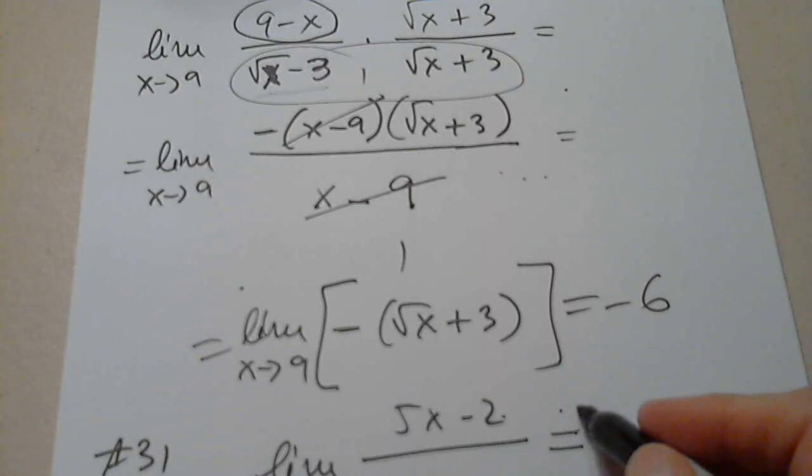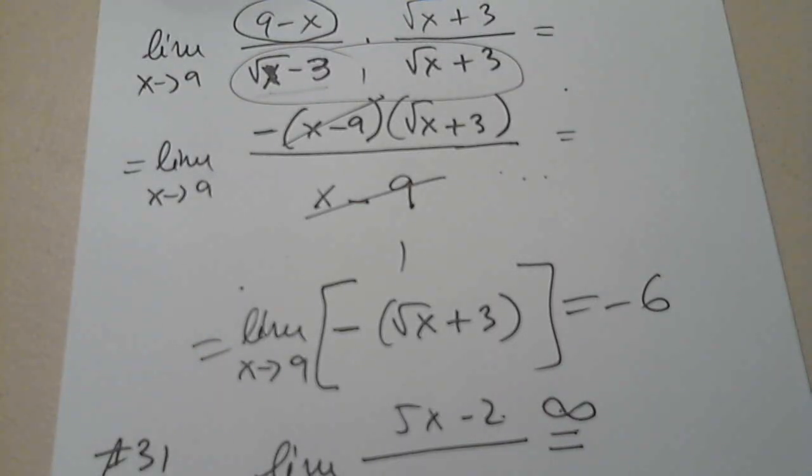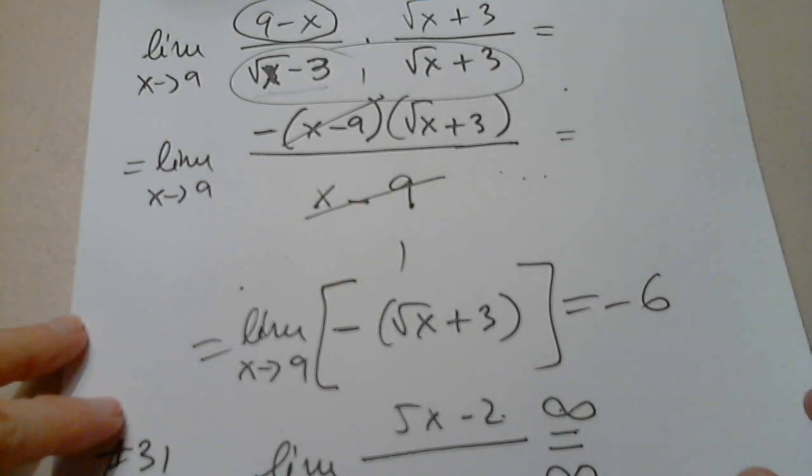Positive infinity? Absolutely. Perfect. The same thing in the denominator: 4 times infinity plus 1. What do you think that is? Positive infinity. Of course. And this is another indeterminate case.